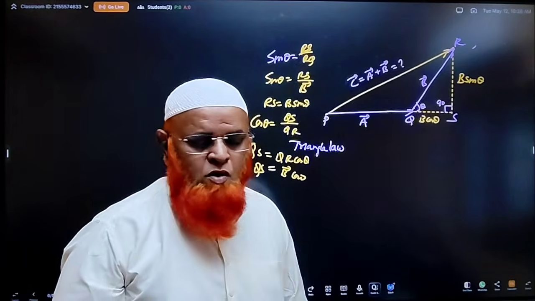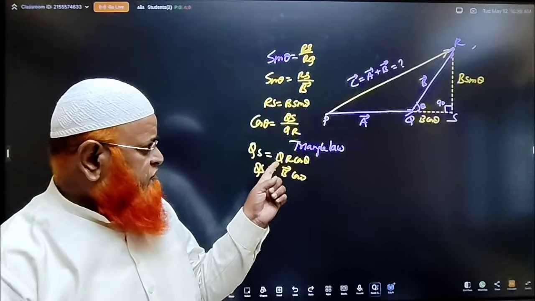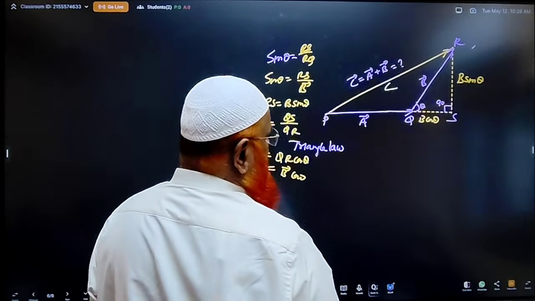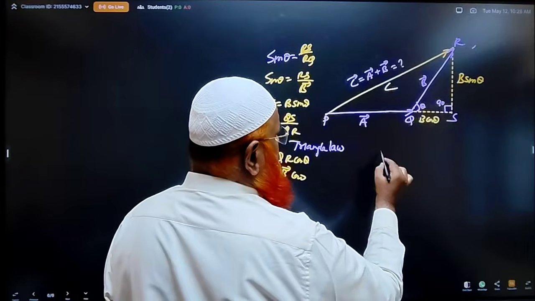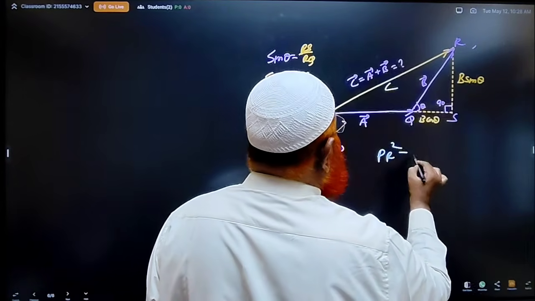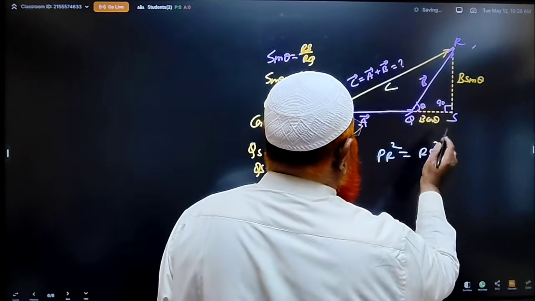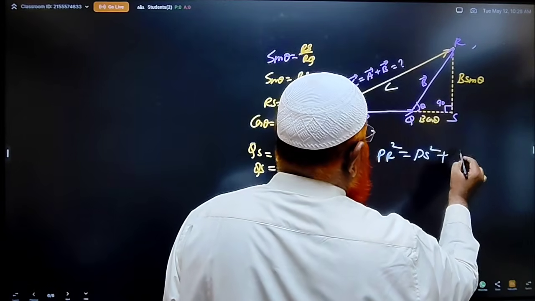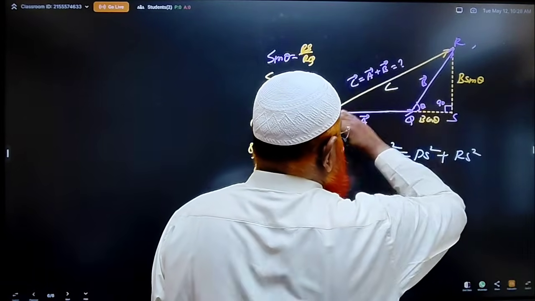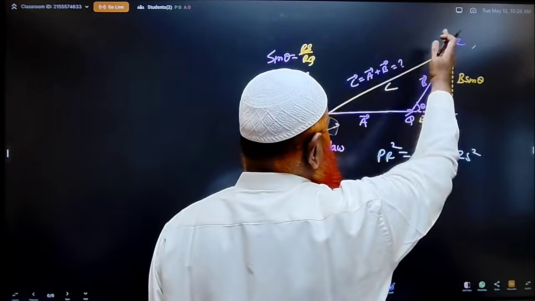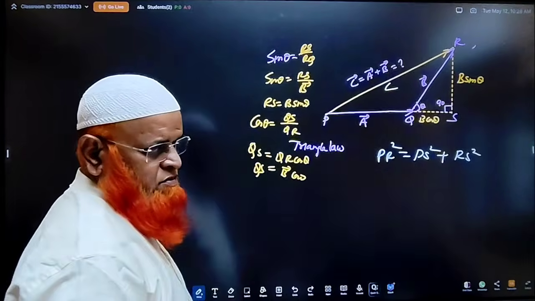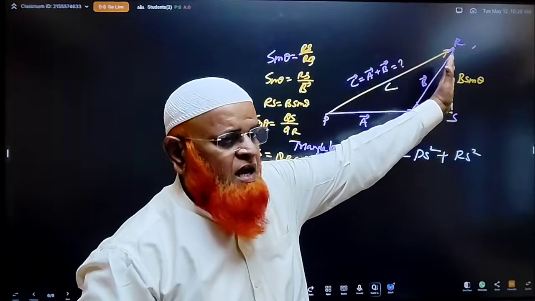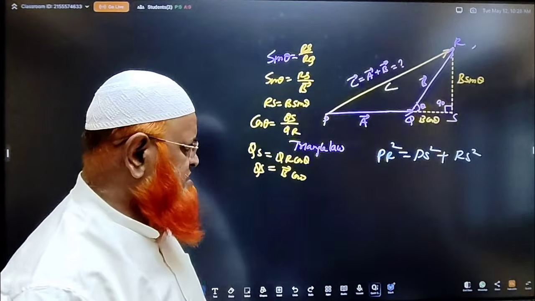So now what am I going to do? I have to find out what is the resultant C. So what will I do now? I will apply the Pythagoras theorem now. That is PR square is equal to PS square plus RS whole square. This square is equal to this square plus this square. Is it not the Pythagoras theorem now? Hypotenuse whole square is nothing but adjacent side whole square plus opposite side whole square. I have applied the Pythagoras theorem.